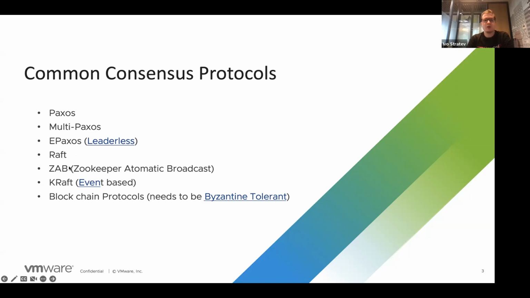We also have ZAB, which is the algorithm used in ZooKeeper, an abbreviation of ZooKeeper Atomic Broadcast. And I have this in my slides for a reason, because consensus and atomic broadcast are equivalent in terms of distributed systems. You can achieve one by having the other. If you have a consensus protocol, you can achieve atomic broadcast. If you have atomic broadcast, you can trivially use it to achieve a consensus protocol.